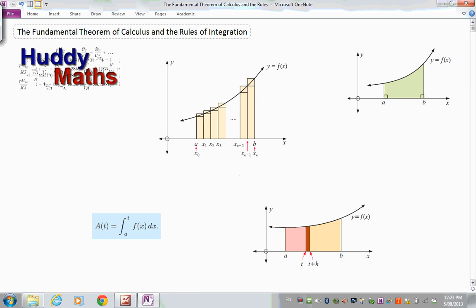Hey, welcome to the first part in integration. It's called the Fundamental Theorem of Calculus and the Rules of Integration. Have you seen some of this before?